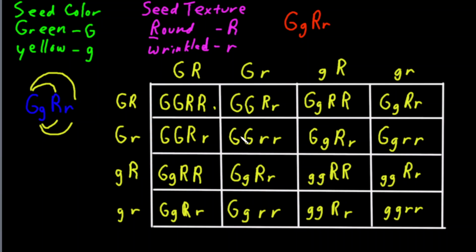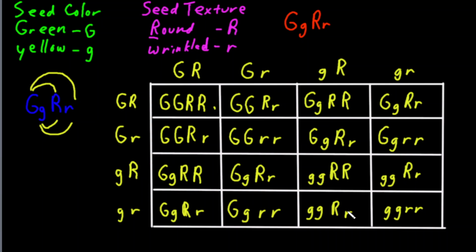For phenotypes, we'll either be counting our green round, green wrinkled, yellow round, or yellow wrinkled. Those will be our 4 phenotypes that we'll be charting. And then finally, the question says, what is the chance of getting offspring with yellow wrinkled seeds? Well, when I look, first of all, I need to find yellow. All these are green because of the capital G's. Okay, here are my lowercase g's. So here are my yellow.